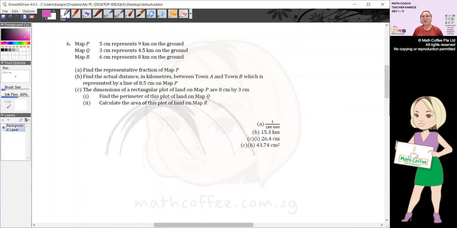Okay, this is 3 maps. Map P uses 5 cm to represent 9 km. Map Q, 3 cm represents 4.5 km. Map R, and so on. So find the representative fraction, okay?